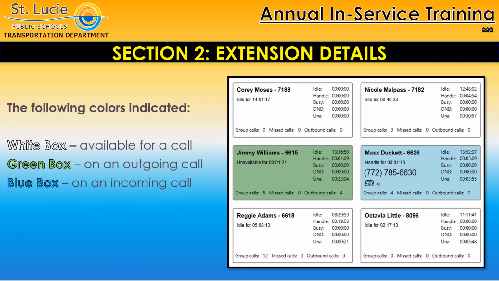Taking a look at the extension details for each agent, you will notice the boxes are different colors. A white box indicates that that agent is available for a call. A green box indicates an outgoing call, and a blue box indicates an incoming call.